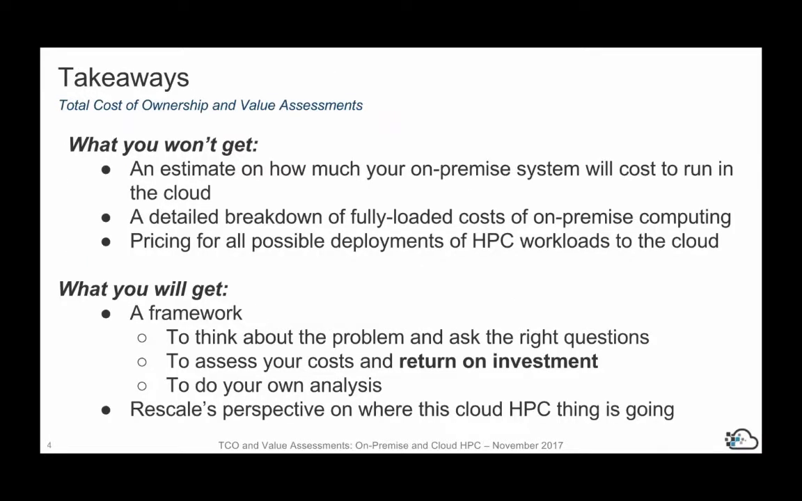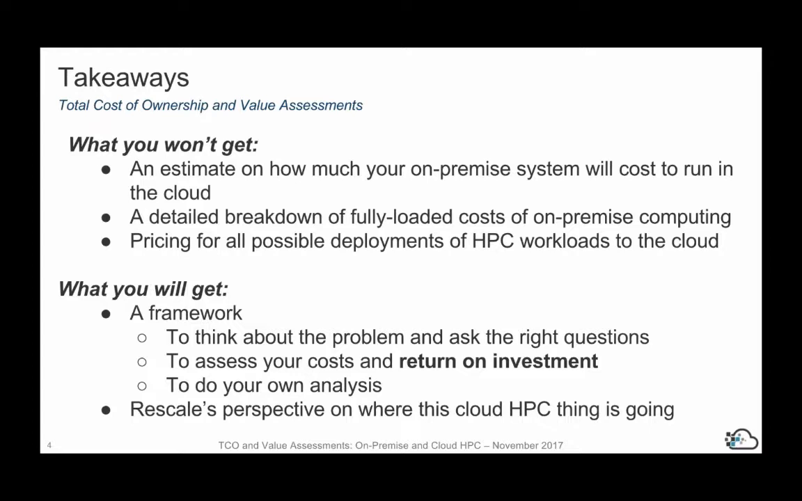Our intent today is to give everyone some key takeaways from the session. Sometimes it's helpful to start with what you won't get. And what you won't get today is how much it costs to run your on-premise system on the cloud. This is the wrong question, and we'll talk about why. Next, you won't get a detailed breakdown of fully loaded costs of on-premise computing. We'll certainly have some discussion on this, but frankly, a detailed analysis of this kind would be pretty boring to listen to. And there's a lot of resources out there to help you determine these costs.